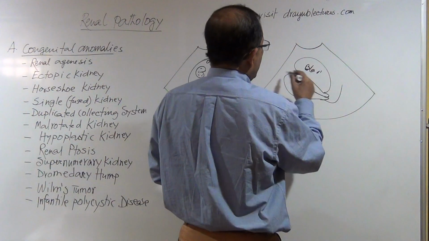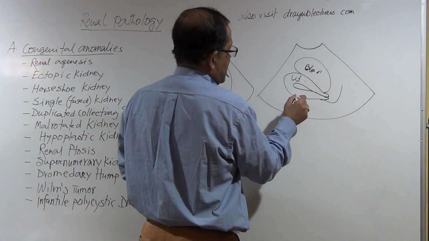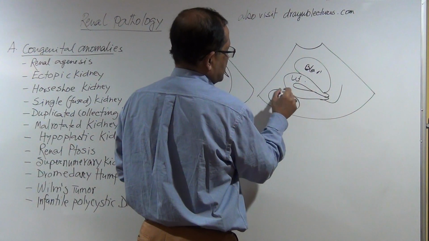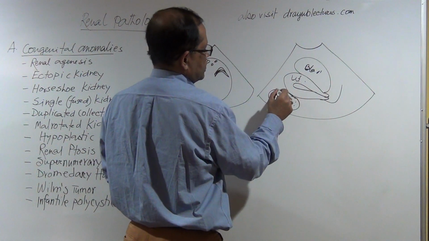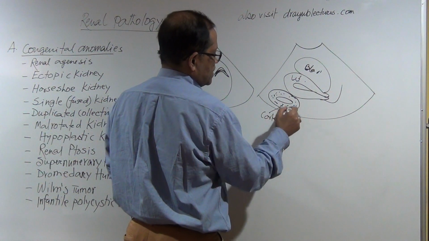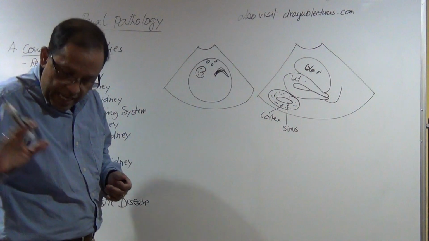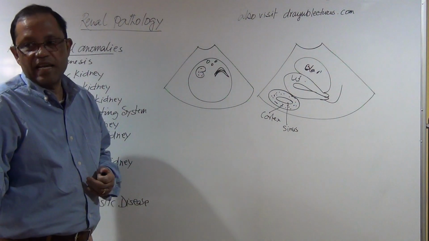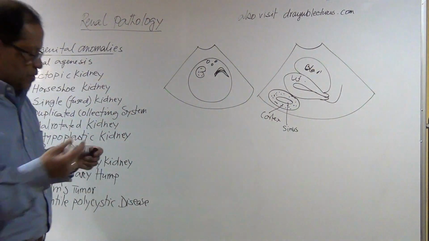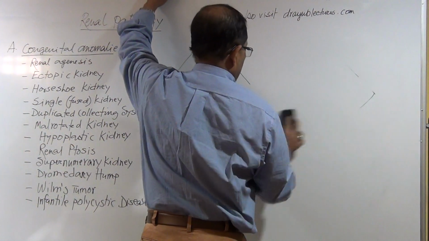Then you will see, on either side, usually superior to the uterus or by the side, there is a mass. And that mass has a cortex and sinus. If you scan in the longitudinal view, you will see the hilum. Click the color, you will see the blood vessels going inside and outside. Okay? So that's the way you will identify the ectopic kidney.